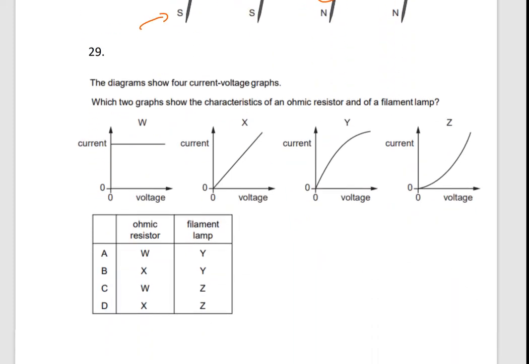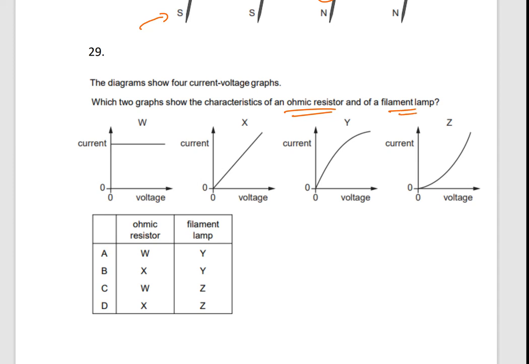The next question is about ohmic resistors. For an ohmic resistor, the condition is that as you increase the voltage, the current will also increase through it. That is an ohmic resistor. Which two graphs show the characteristics of an ohmic resistor and a filament lamp?